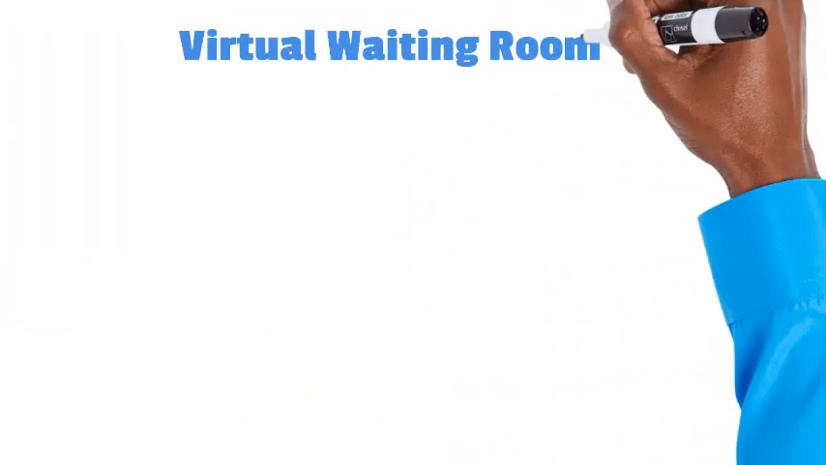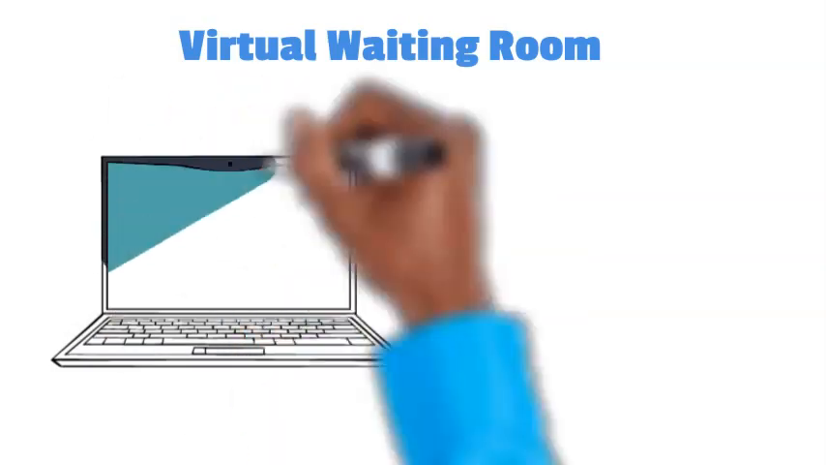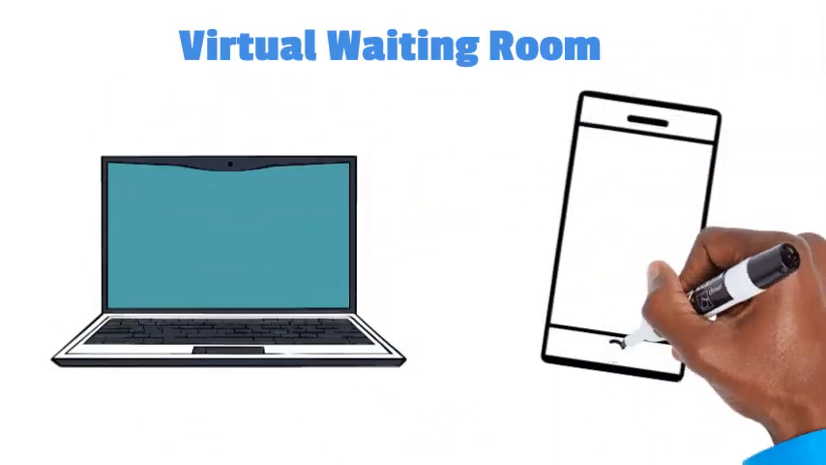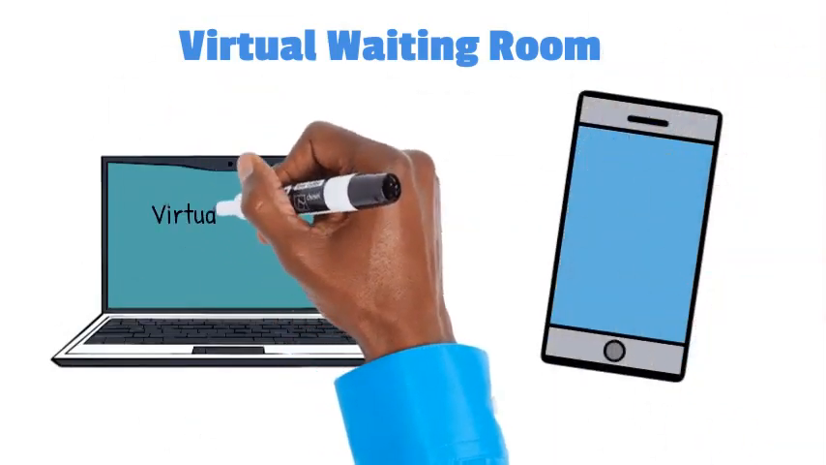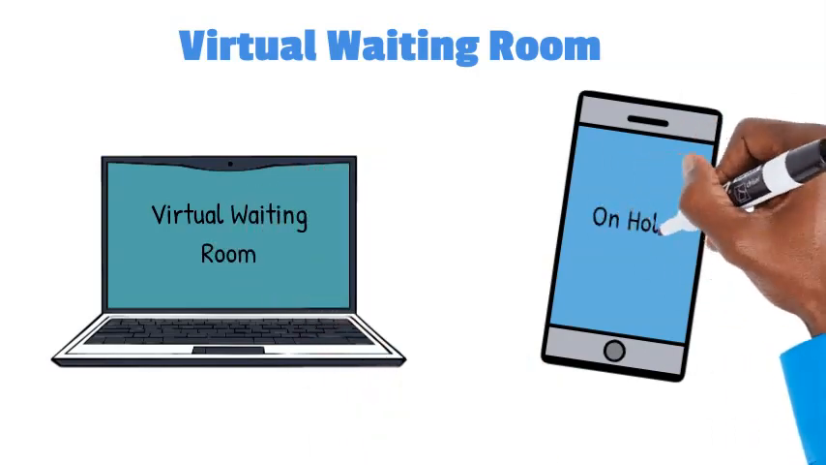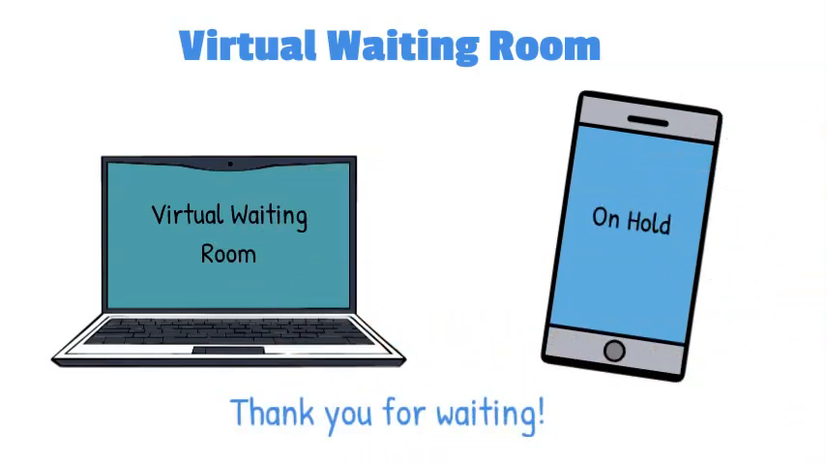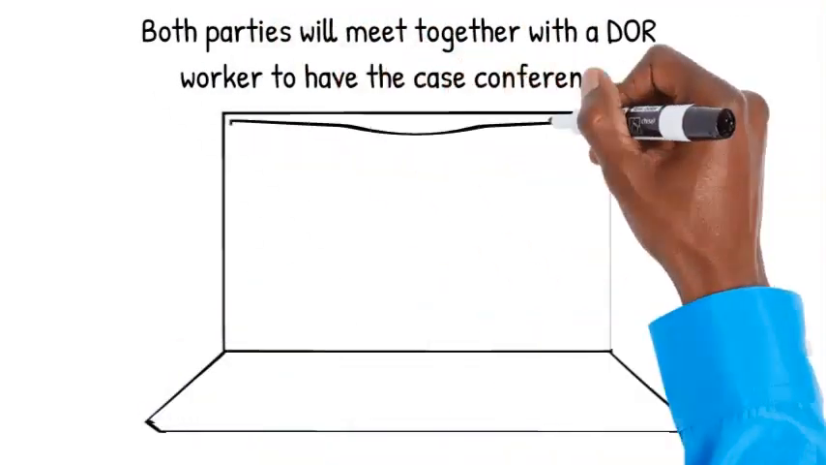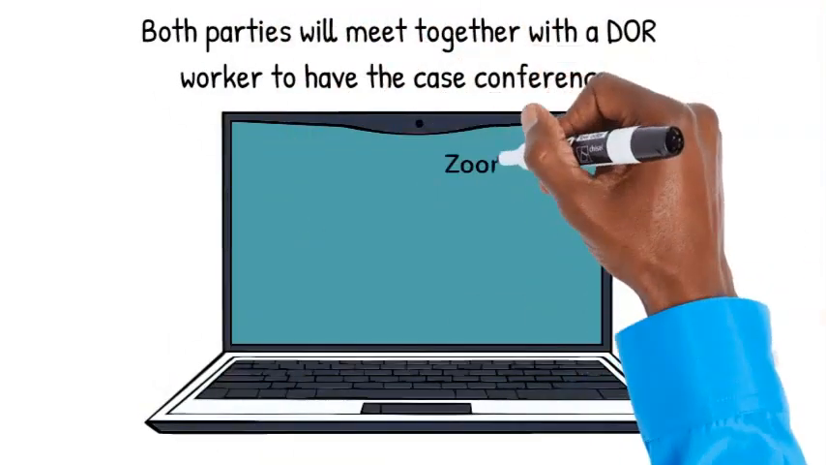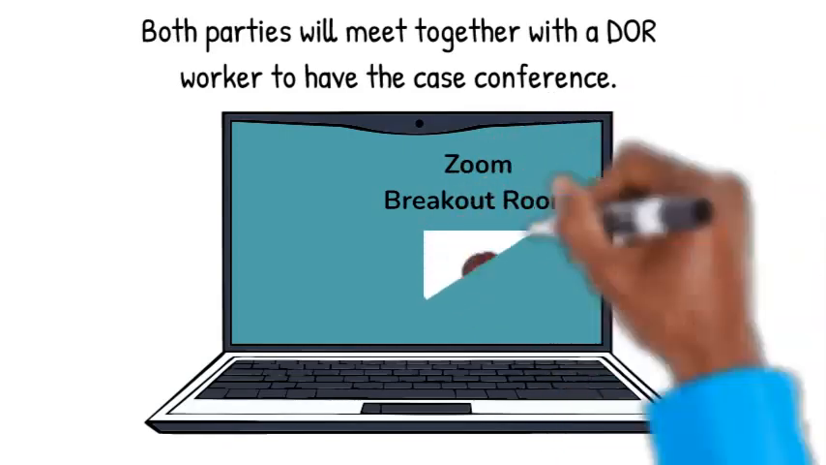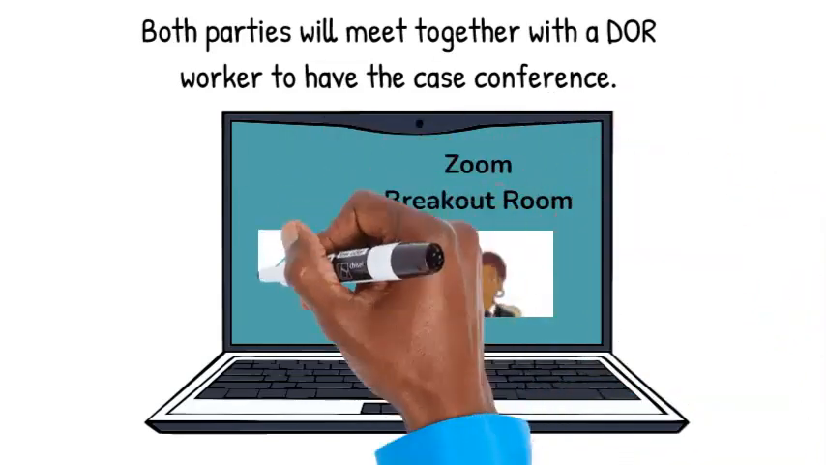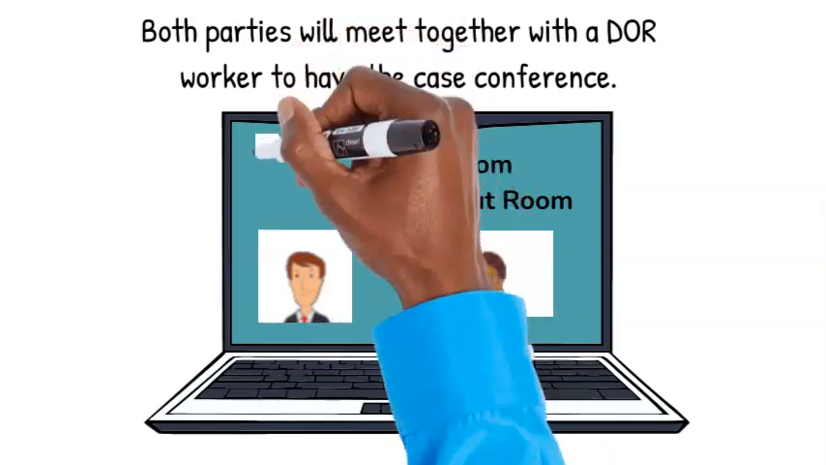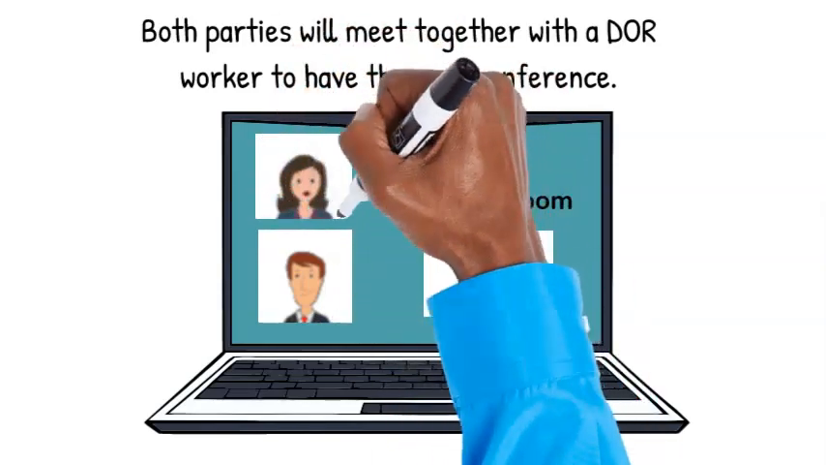When you have logged into Zoom, either online or by phone, you will enter a virtual waiting room. Being in the virtual waiting room is like being on hold on a phone call while you wait your turn. In a few minutes, you will be admitted into the main session, where you will be greeted by the Zoom host. The Zoom host will assign you and the other parent to a breakout room where you will meet with a designated DOR case conferencing worker.